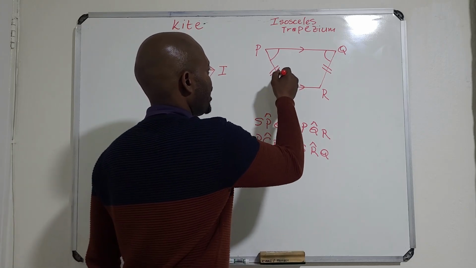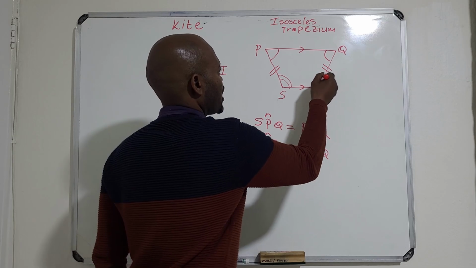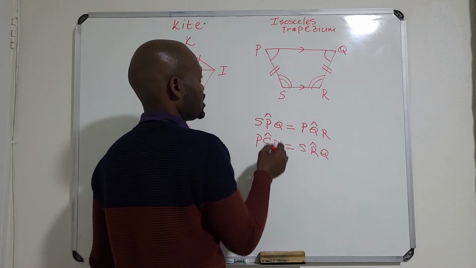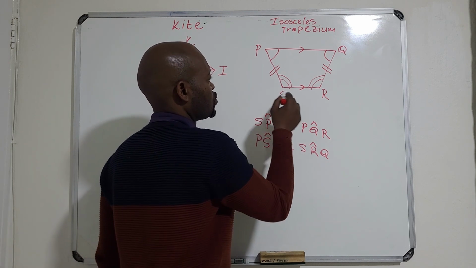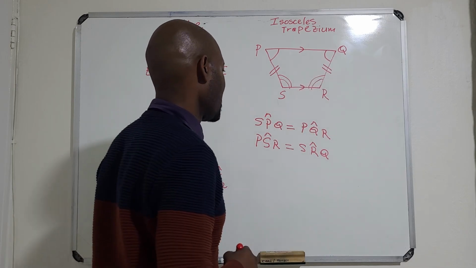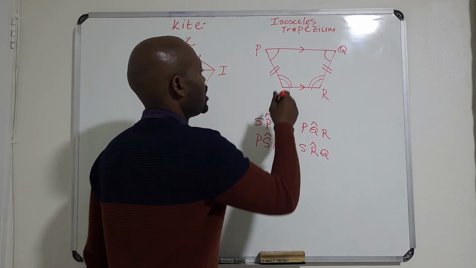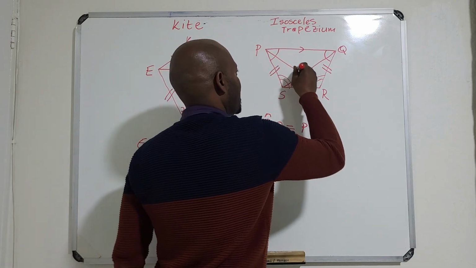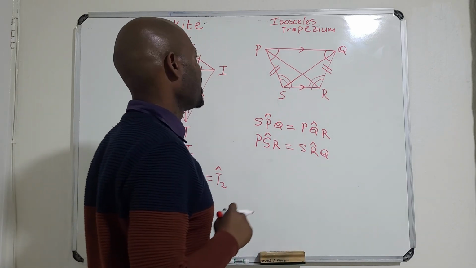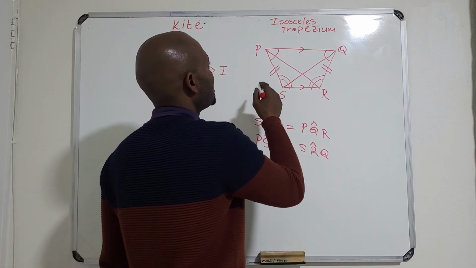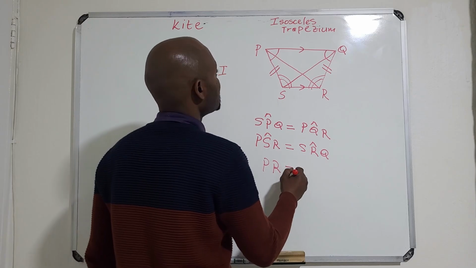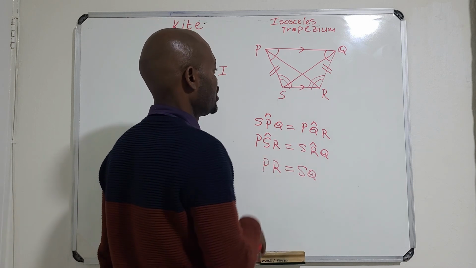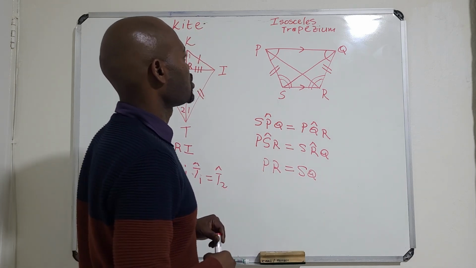Therefore, this angle is equal to that angle in an isosceles trapezium. Also, this angle there is equal to this angle there. Therefore, that is why angle PSR, which is this angle, is equal to angle SRQ, which is equal to that angle. Also, in an isosceles trapezium, diagonals are equal, but they don't bisect each other. Therefore, it means that PR is equal to SQ. These are the properties that we have for an isosceles trapezium.